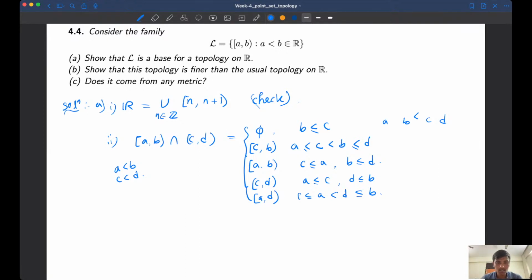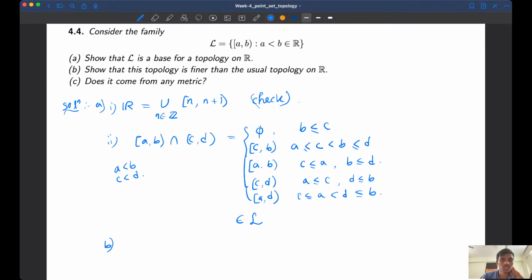So then in each case it is of the form this thing, right? This is always contained in L. So this belongs to this L for any choice, so that again guarantees that this forms a basis. Okay, so this is a basis for some topology on R.